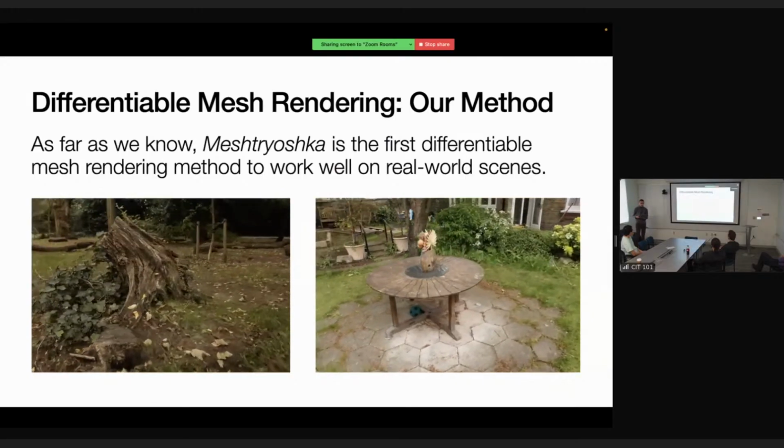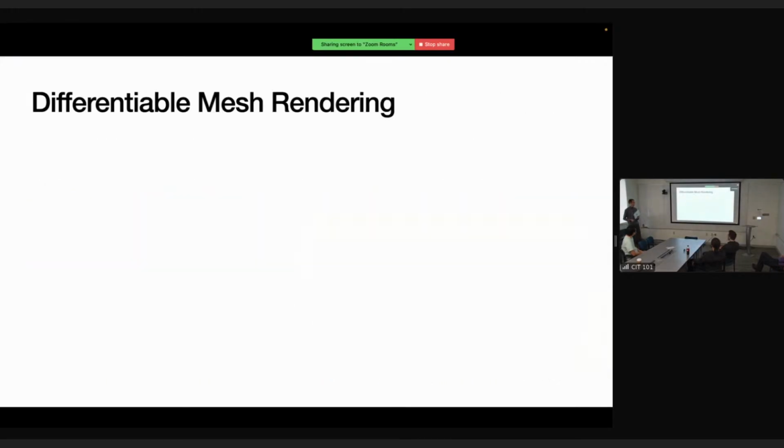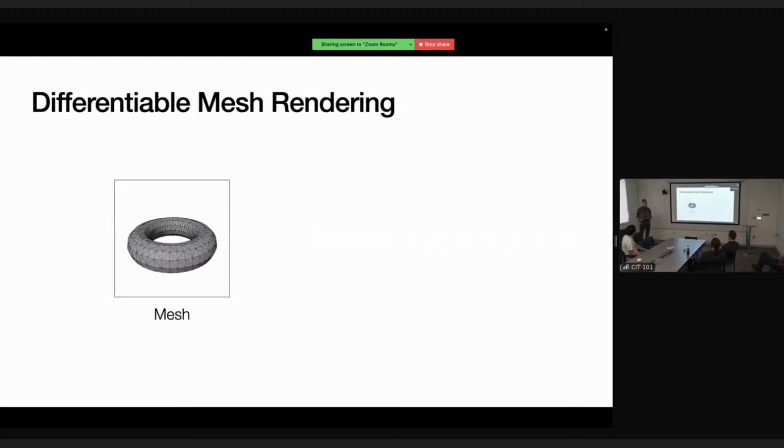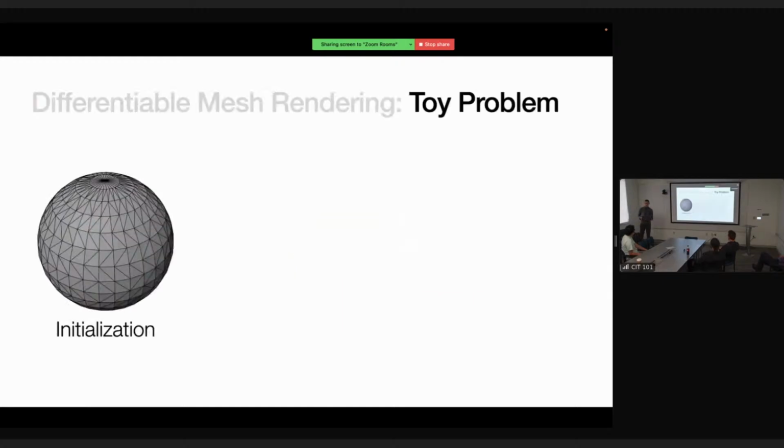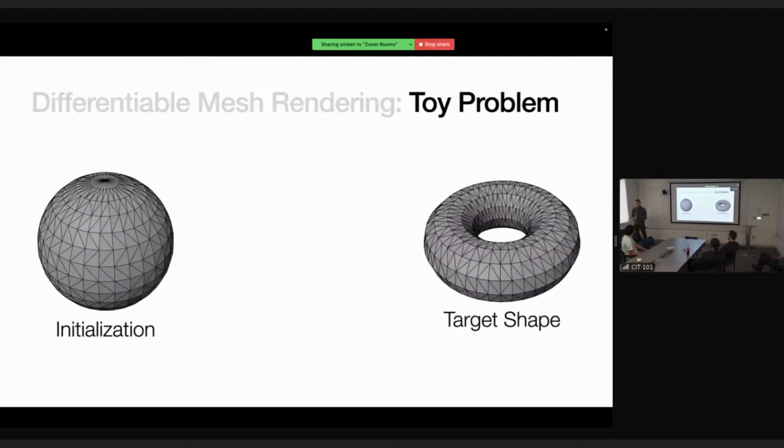Okay, so now I will tell you about differentiable mesh rendering. The way that this works is you start with the mesh, and then you render it differentiably, and then you compute a loss, and then finally you backpropagate through this whole process into your mesh. We will now consider a toy problem. Let's say that we had this initialization, a reasonable initialization for an object. And now the question is, with differentiable mesh rendering as I have proposed it, can you get this shape?